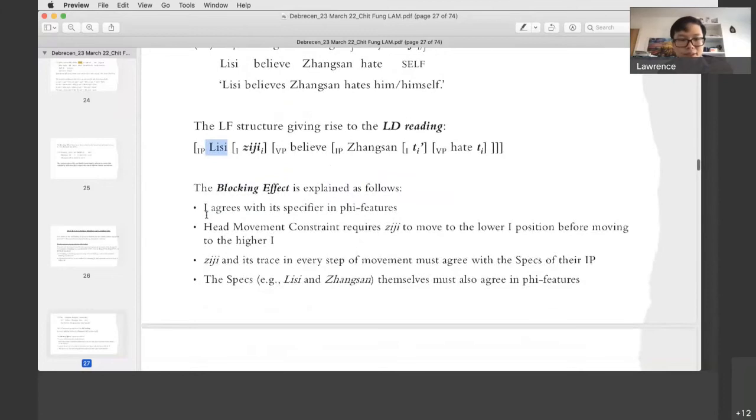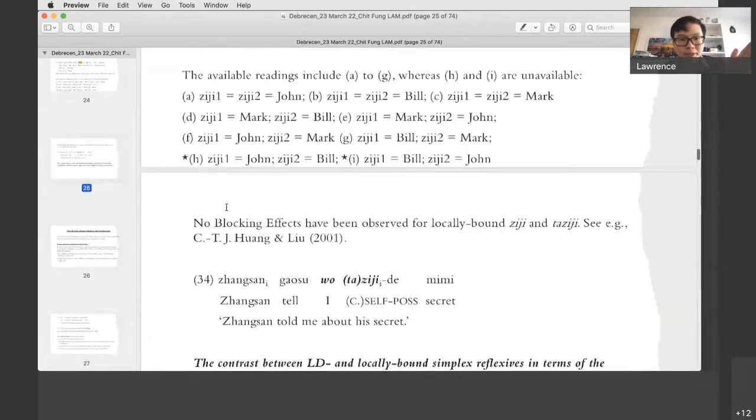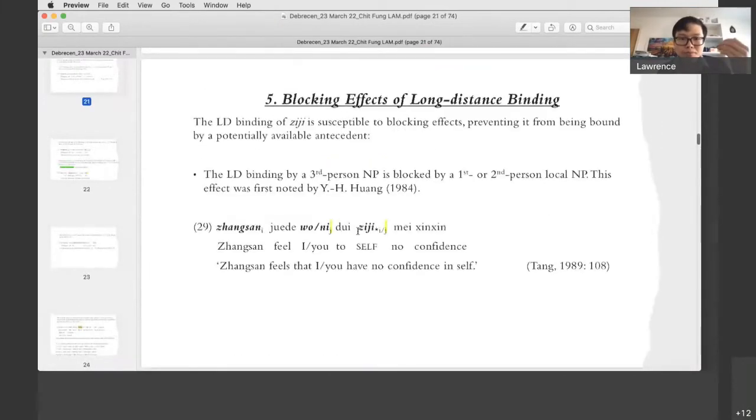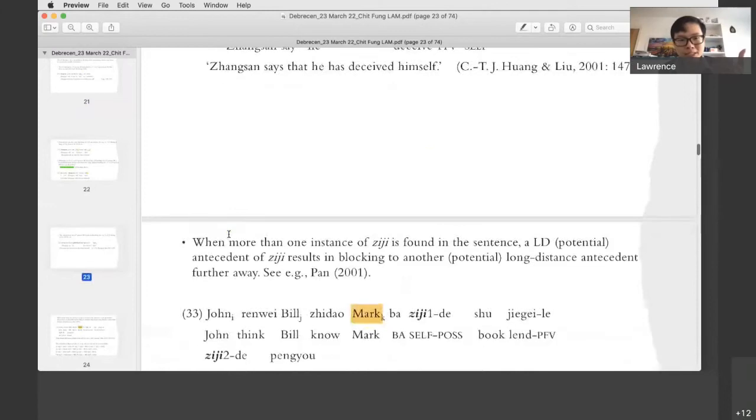In that sense, the blocking effect is explained by, for example, the early one, this one. How would those proposals explain the blocking effect here? They explain it because these two don't agree in phi features. This is a first person, this is a third person entity, and in the movement they don't agree. Ziji needs to agree with this one, and at the same time, after being moved to this part, ziji has already become a first person entity. That's why it cannot agree further with the third person entity. So there is a clash in the agreement mechanism. That's how a movement approach would explain it.